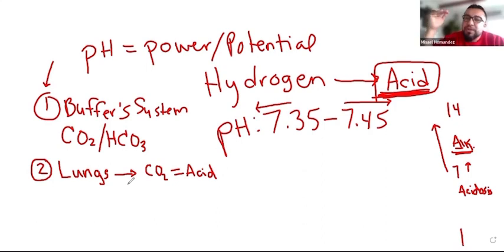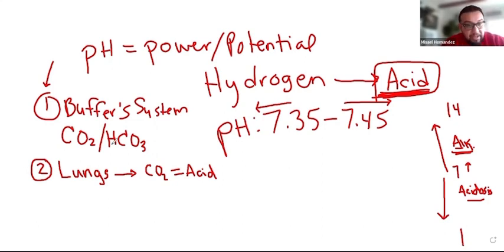But if we slow down our breathing, are we getting rid of CO2? No. That means we're not getting rid of acid. We're keeping CO2, which means we're keeping acid. And that means our body becomes more acidic, and that translates onto the pH spectrum as a low pH in acidosis. I hope that makes sense.